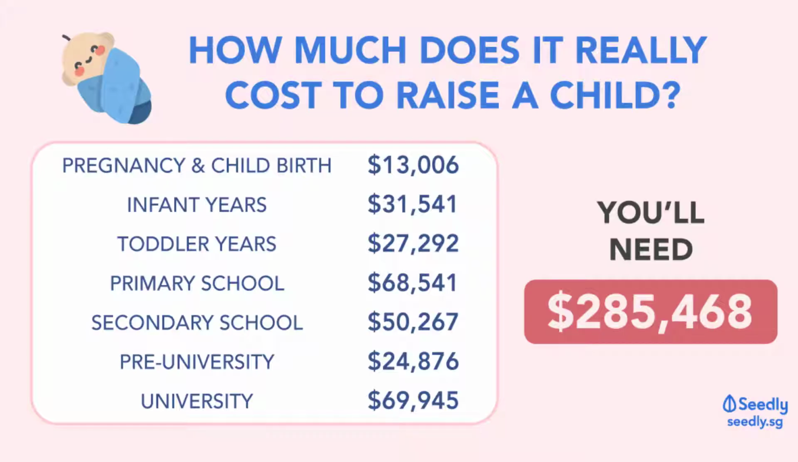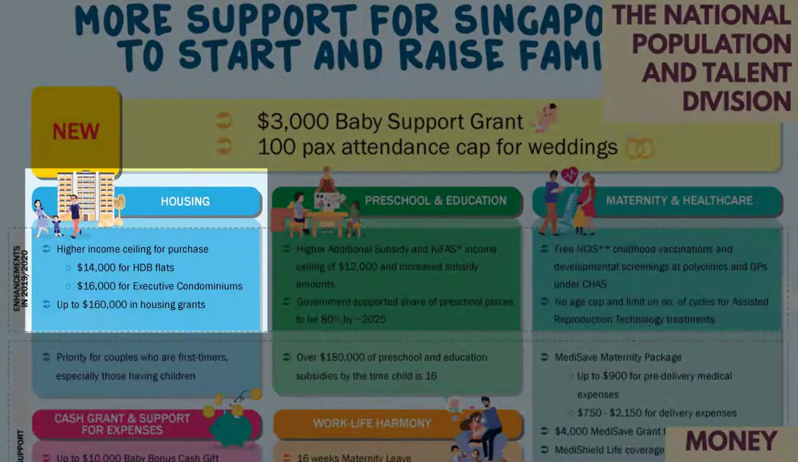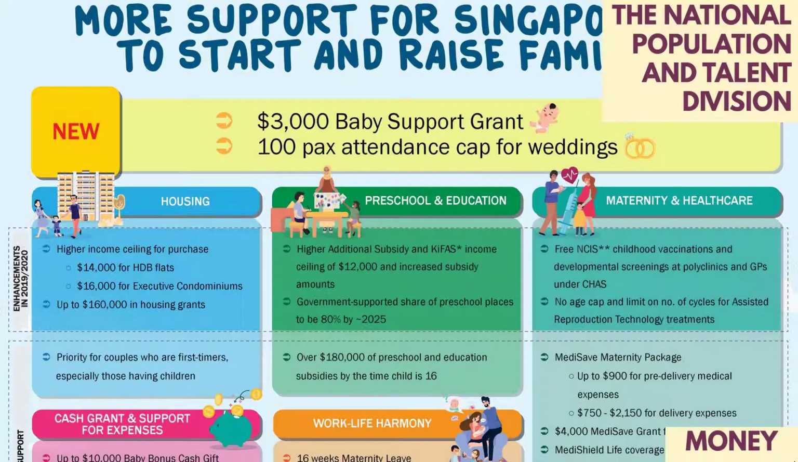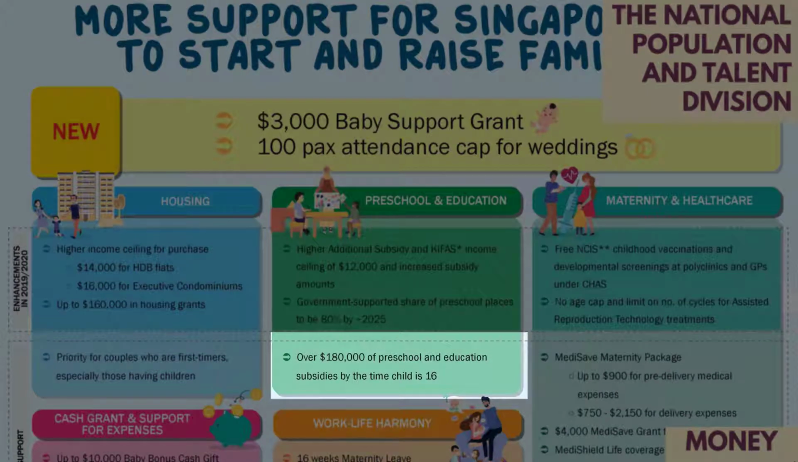Take note, it's a support grant to support raising a child, and some say it may take even nearly 300,000 to raise a child. In this case, they actually give a lot of subsidies and allowance, so that in terms of housing grants, 160,000 grants, and it raised the income ceiling. And next we have, in terms of subsidies for education and preschool, increased subsidies up to 80%. So they'll be giving up to $180,000 worth of subsidies for preschool and education.